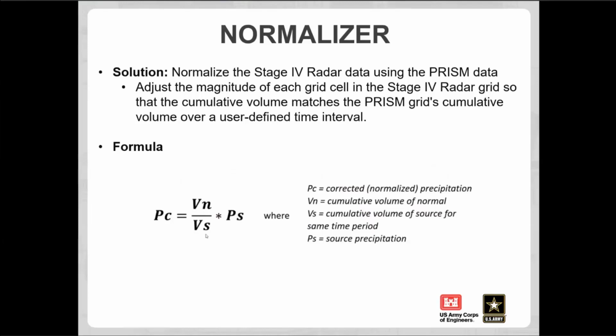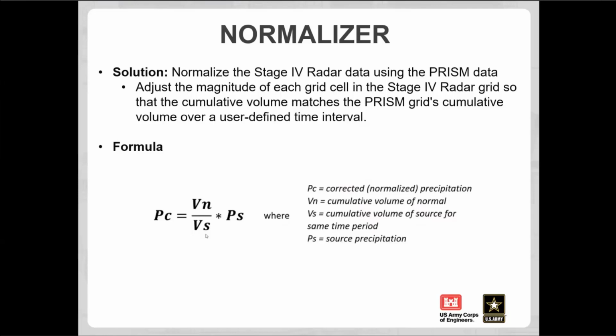The normalizer will be using the formula below to adjust the magnitude of each grid cell in the Stage 4 radar data, which captures the temporal variations well, so that the Stage 4 data total volume would match the daily PRISM data total precipitation volume over a user-defined time interval.